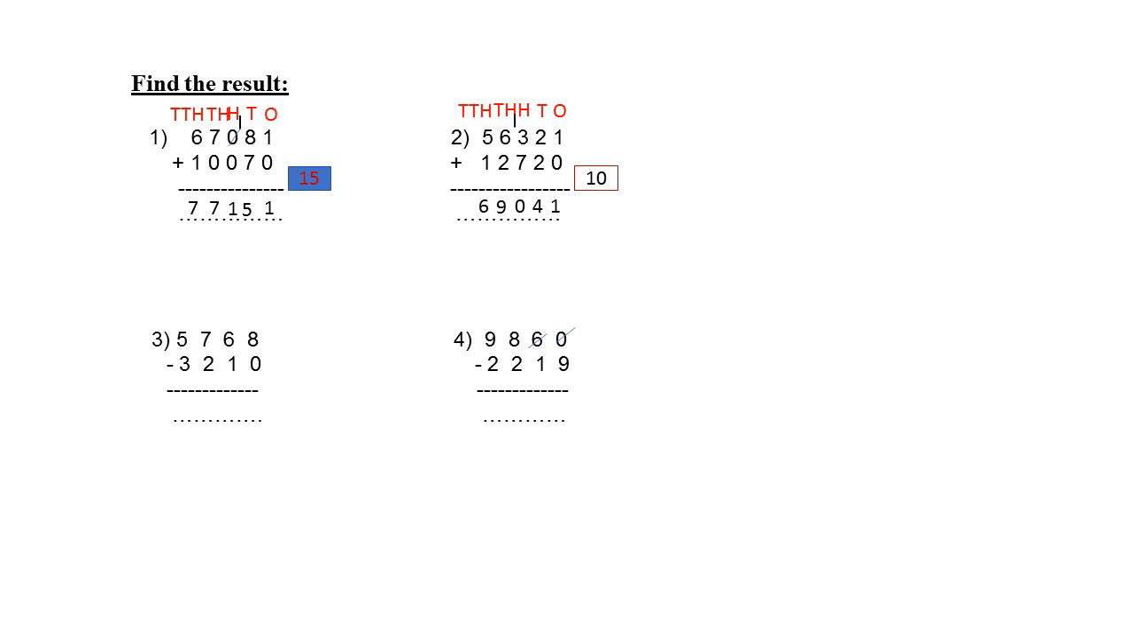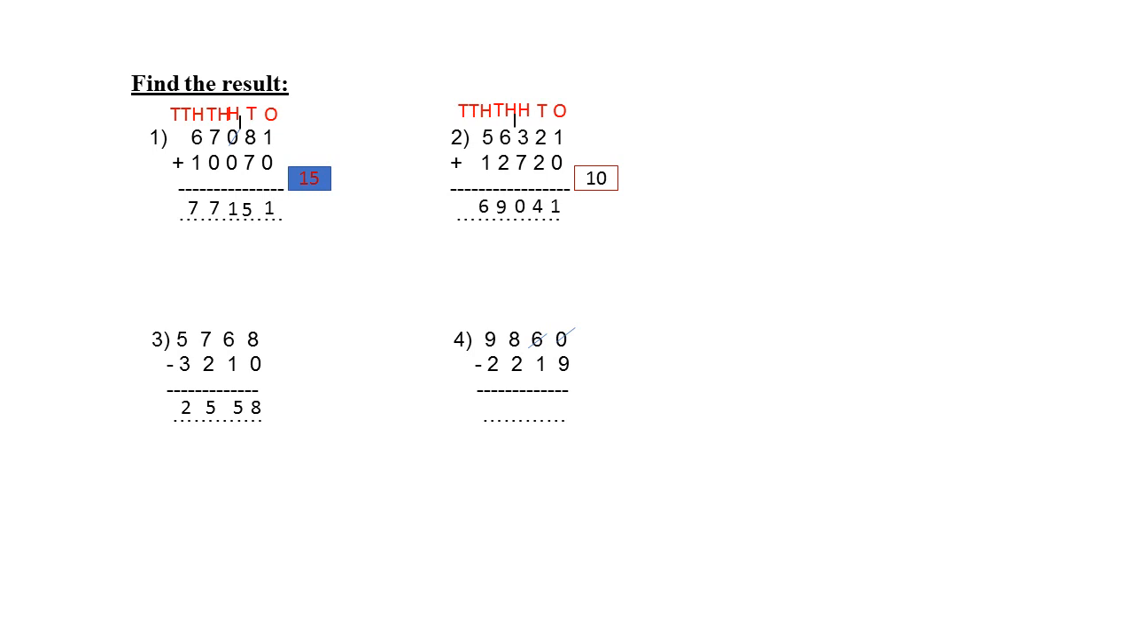5768 minus 3210. We will start from ones. 8 minus 0, any number minus 0 equals the same number. 6 minus 1, put 1 on your mind, close your hand after 1, 2, 3, 4, 5, 6. So the answer will be 5. 7 minus 2, put 2 in your mind, close your hand after 2, 3, 4, 5, 6, 7. So the answer will be 5. And 5 minus 3 after 3, 4, 5. So the answer will be 2.